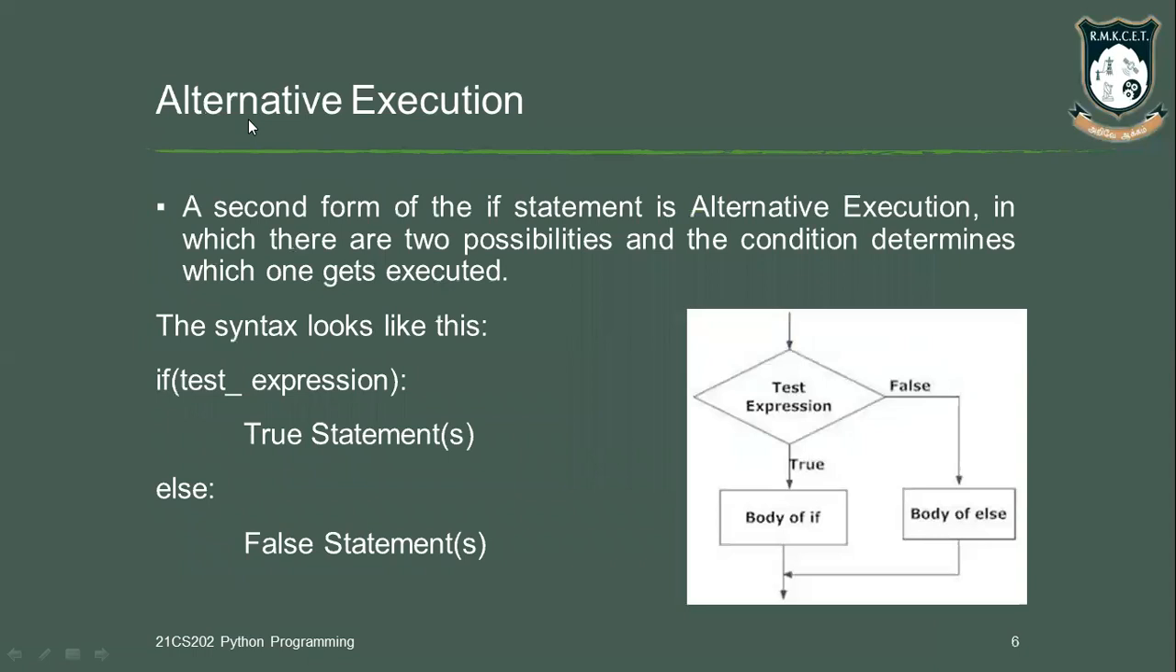Coming to the alternative execution, that is your if else. A second form of the if statement is alternative execution, in which there are two possibilities and the condition determines which one gets executed. This is what the syntax is. You have if and then you have the condition, that is your test expression, and you have to place a colon. If the condition is true, it will just read the statement. Else, it will read the statement here.